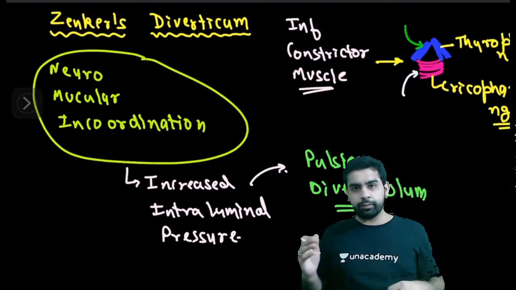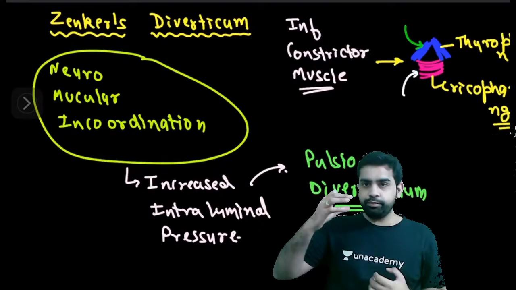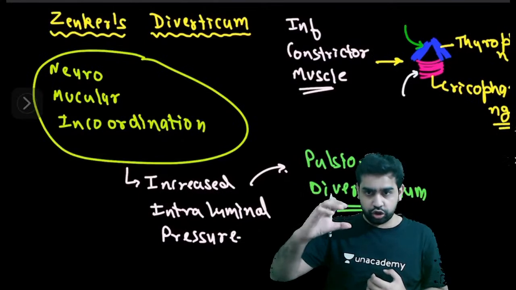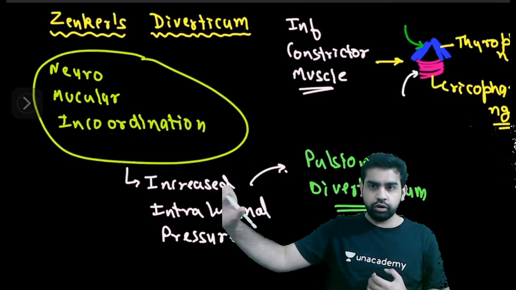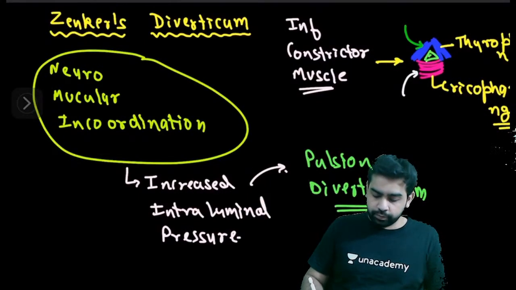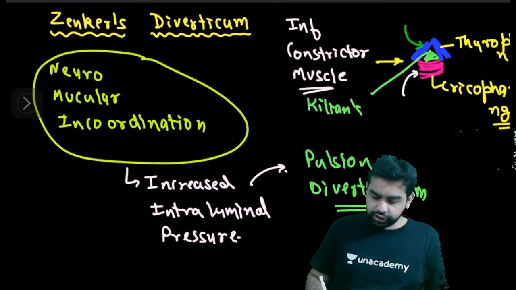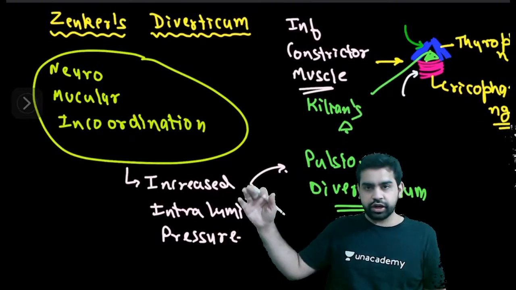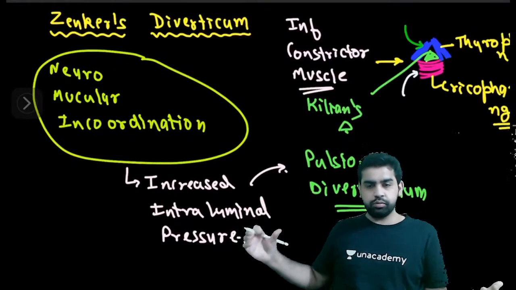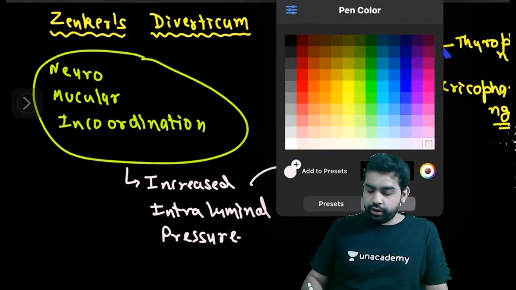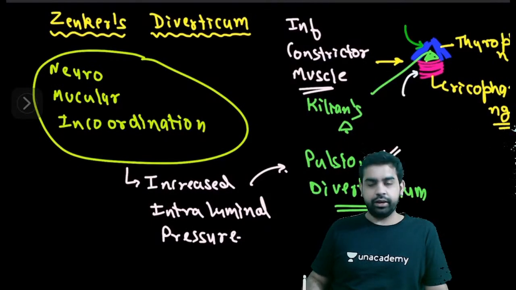So what is happening over here? Because of neuromuscular incoordination, there is an increased intraluminal pressure. Because of this, the mucosa is popping out from this triangular portion. This triangular portion is called your Killian's triangle. From this Killian's triangle, the mucosa is popping out, and this is what is called your pulsion diverticulum. Are you able to understand this point?